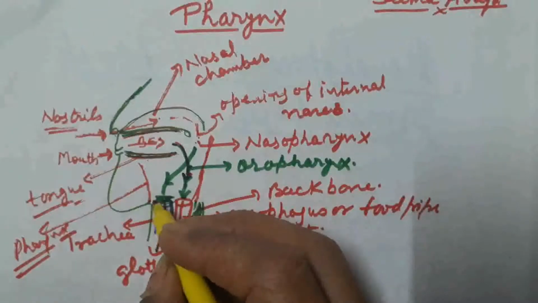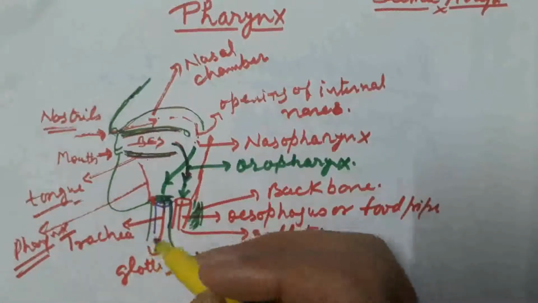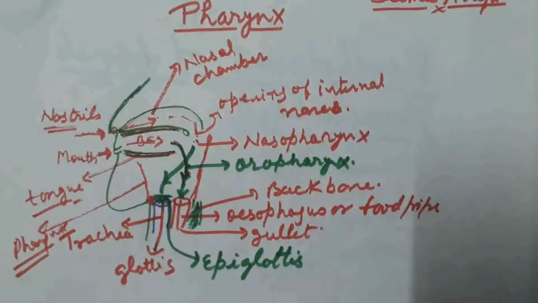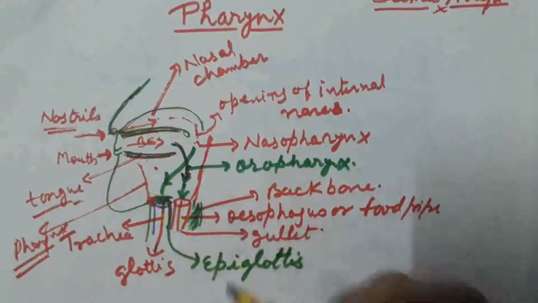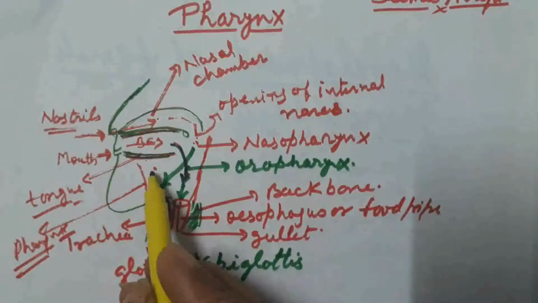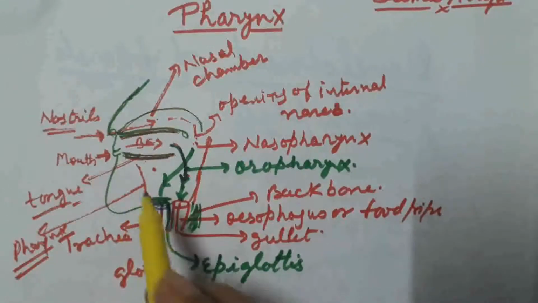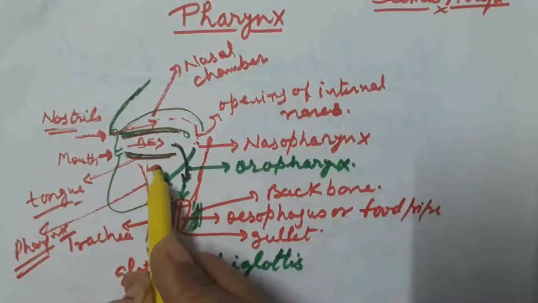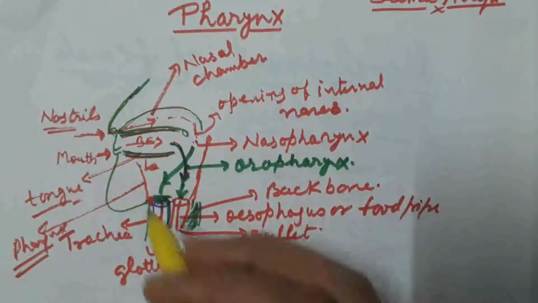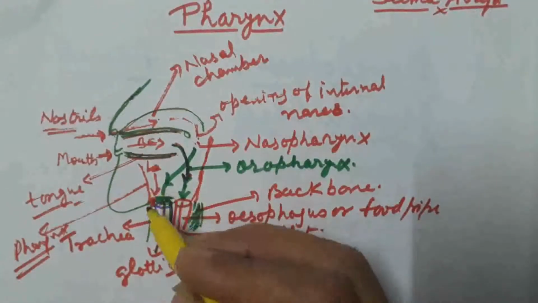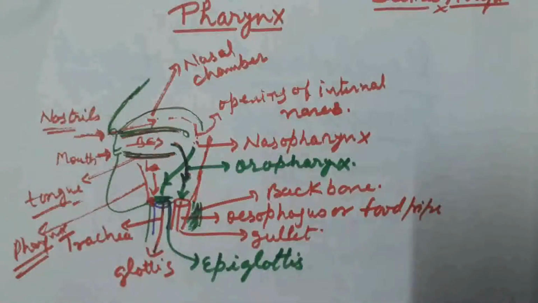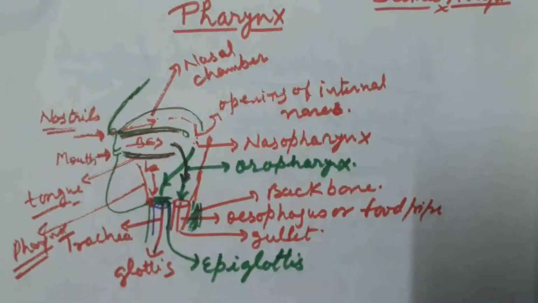Here is the larynx. This area is known as the laryngopharynx, which is near the larynx. This is the area present near the opening of the trachea, that is near the larynx.